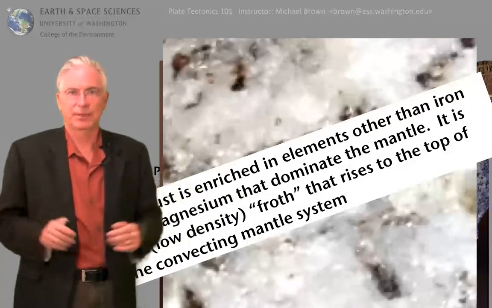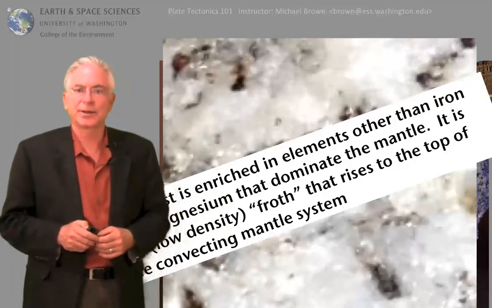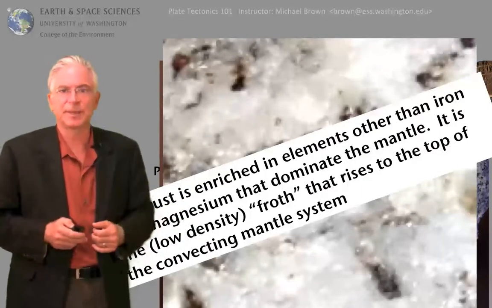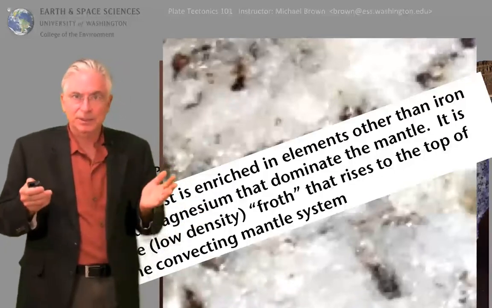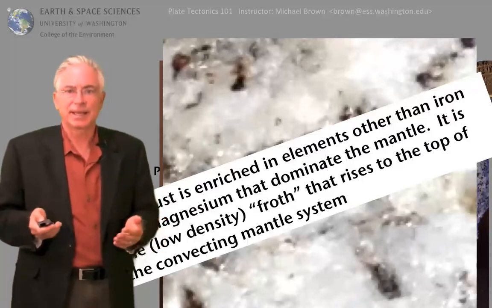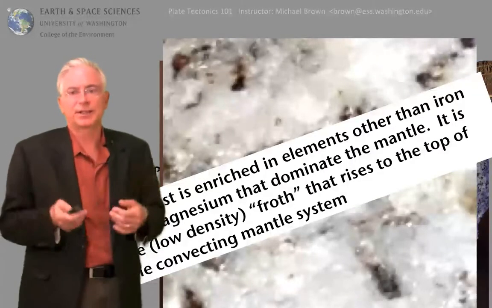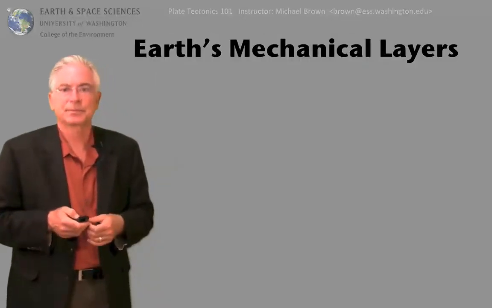So, takeaway message: the crust is enriched in elements other than iron and magnesium, the elements that dominate the mantle. The crust is a partial melt of the mantle that is lower density than the mantle. So it's the froth that rises to the top of the convecting mantle system.